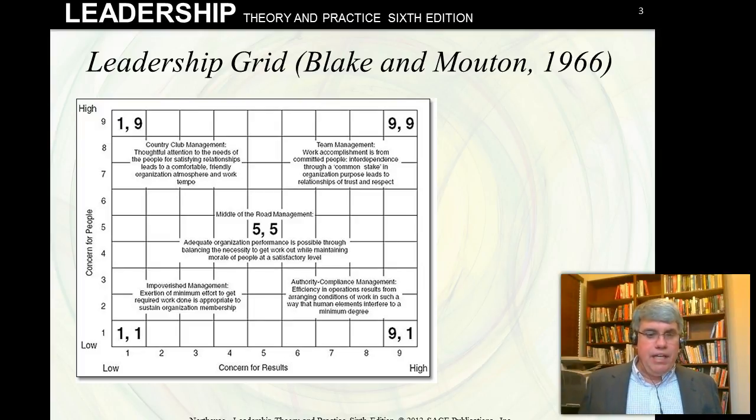Now, if you're low in both behaviors, low concern for people, low concern for results, this is what's known as impoverished management. This means you just don't care. You don't care about the people, you don't care about the task, you're just there, most likely doing the minimum. Now again, in some situations that might work. In other situations, it could be a good formula for problems. Now, up in this quadrant, the 9-9, the high in concern for results and the high in concern for people, this is what Blake and Mouton call team management.